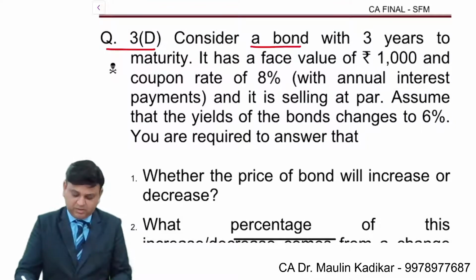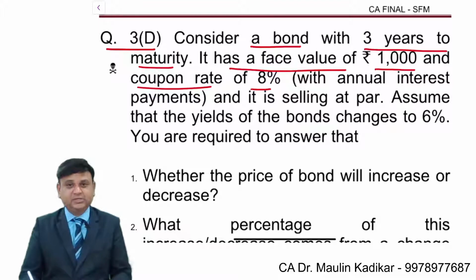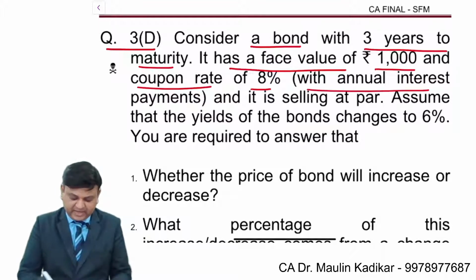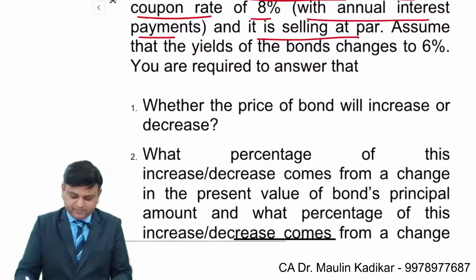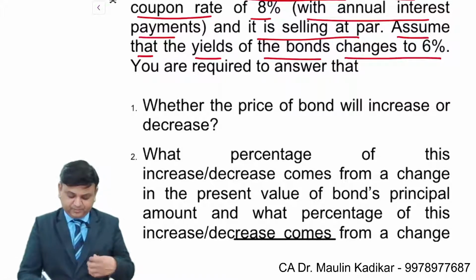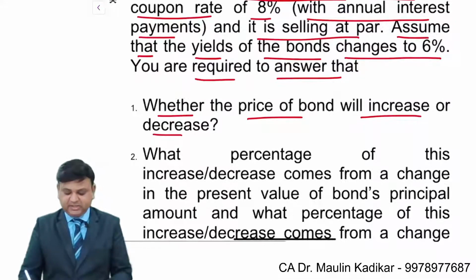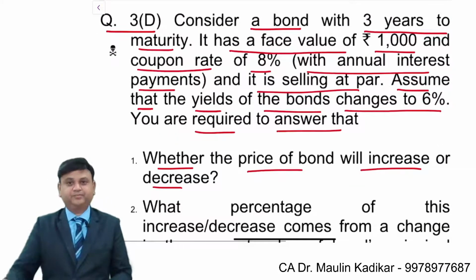Consider a bond with 3 years to maturity. It has a face value of rupees 1000 and a coupon rate of 8% with annual interest payment, and it is selling at par. Assume that the yield of the bond changes to 6%. You are required to answer, first, whether the price of the bond will increase or decrease. That is the question.